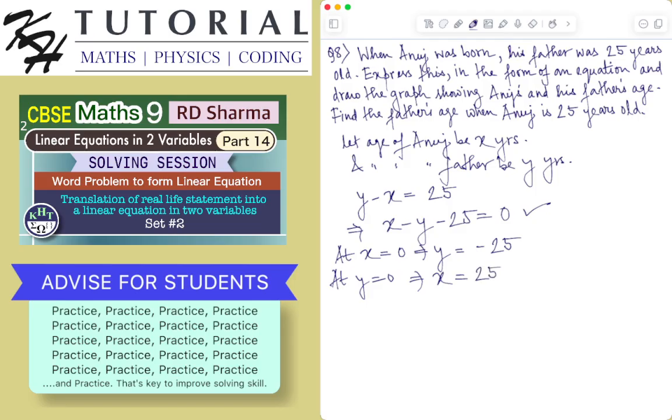So clearly we can say that 0 comma minus 25 is a root of this equation. Also we can say that 25 comma 0 is a root. Now 0 comma minus 25 is the coordinate of a point which lies on the y-axis. Whenever in a coordinate the abscissa is 0, it means it lies on the y-axis, and if the ordinate is 0, it means it lies on the x-axis.